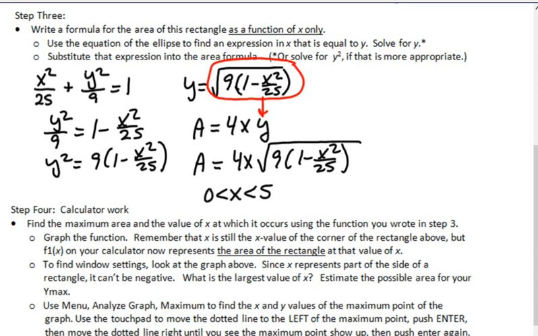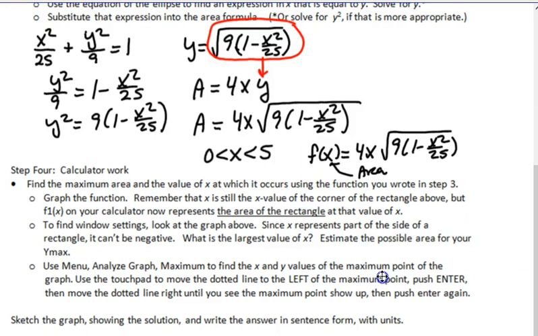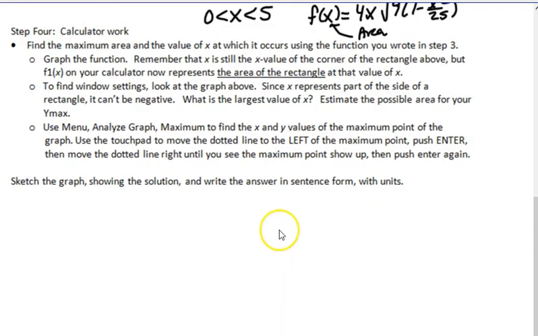So what different areas can I get? Now what I'm going to do is graph this on the calculator. In the calculator, I will be putting f of x equals 4x times the square root of 9 times 1 minus x squared over 25. In the calculator, f of x will be my area. In other words, the y-coordinate will be the area, and the x-coordinate will be the x value of the point on the corner of that rectangle. Okay, so going to the calculator.